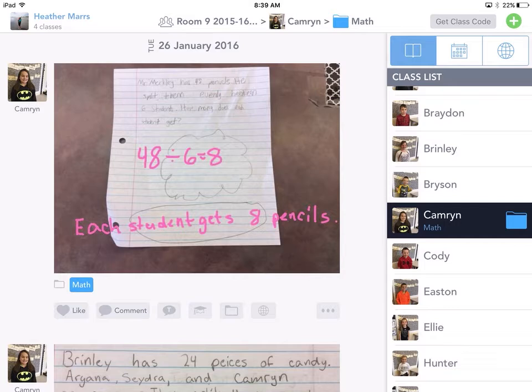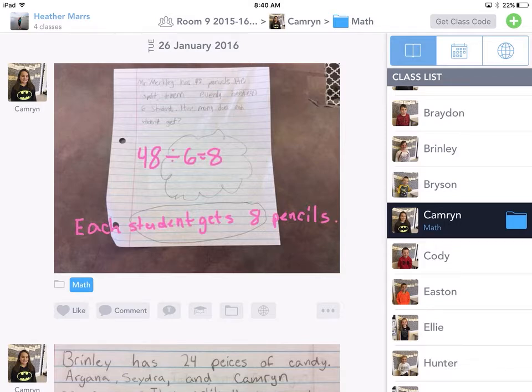So they had to have a word problem that had a problem that could be answered. It had to make sense. It needed to be something that could be easily read, because they were going to post it on Seesaw. And then their classmates had to answer at least 3 of their classmates' word problems that were made. So they're posting and then they're answering.